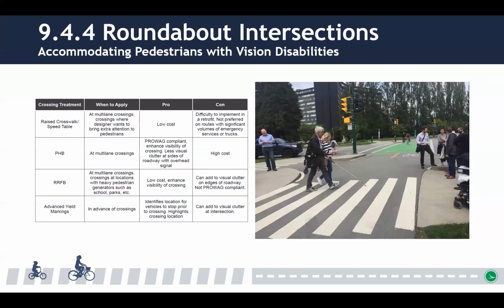However, these are expensive, and if overhead wayfinding signage is provided, a PHB can create additional visual clutter for motorists. Motor vehicle operations must also be a consideration when determining if a multi-lane roundabout with PHBs is an acceptable design solution and should be compared to the motorist operations if instead a single-lane roundabout were provided.